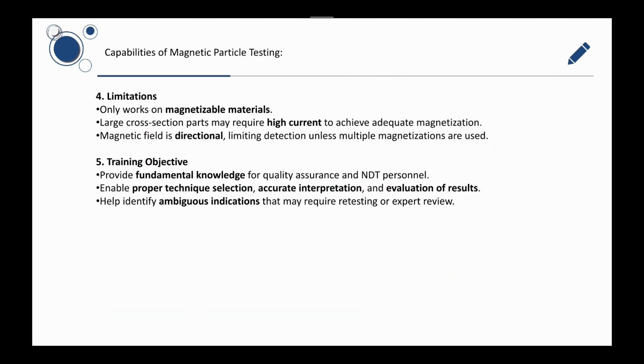The next topic is limitations. MPT can only be used on ferromagnetic metals like carbon steel, nickel, cobalt and low alloy steel. It won't work on non-magnetic materials like aluminium and copper, stainless steels. This is the main limitation. It works only on ferromagnetic, that means magnetizable material.